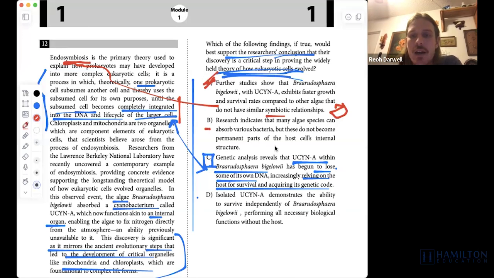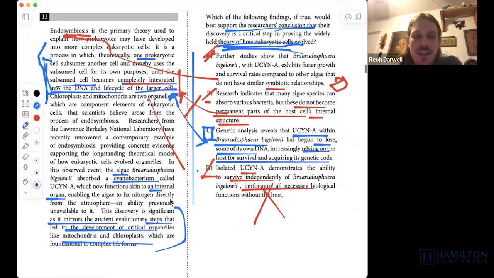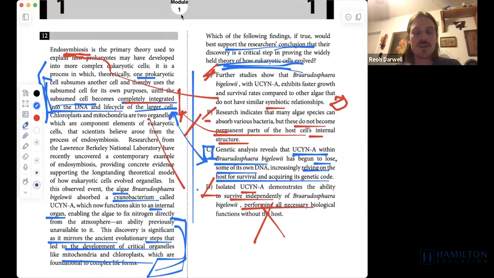B is actually an opposite distractor, right? So them not becoming permanent parts of the internal structure actually goes against this claim here. So that's why we can get rid of B. And then finally, D, if this is still able to survive independently, it is not completely integrated, right? That means it's just existing, okay? So C is the only one which supports the actual claim we're focused on, even if this is the claim that we might think we're looking at, okay? So that's how we arrive to C for this tricky little science passage on the SAT.